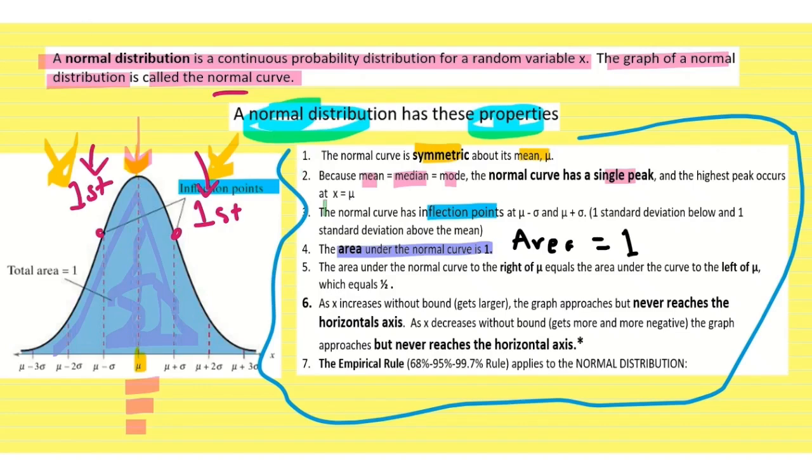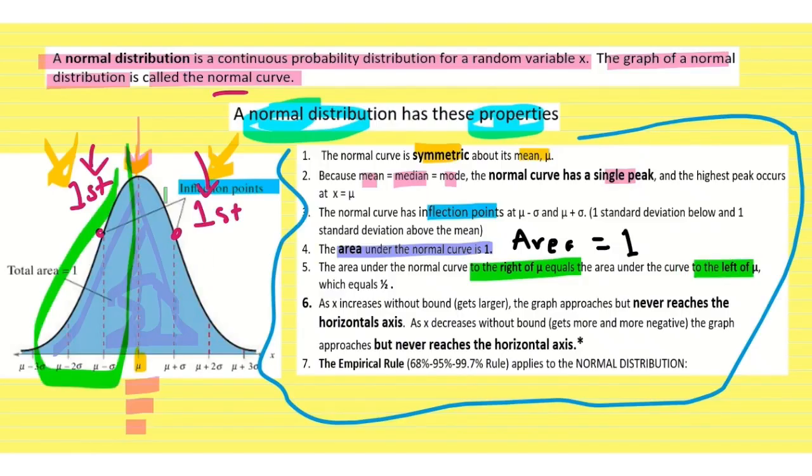Okay, so we have also the idea that the right side equals the left side. So this right here is exactly half, 50%, and this half on the right side is also 50%.